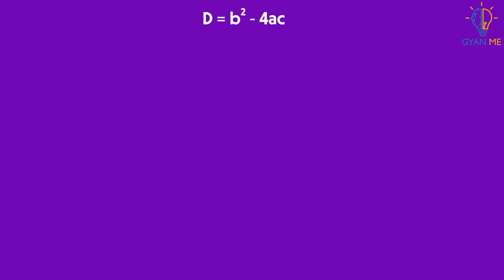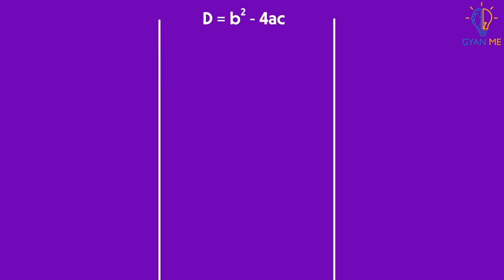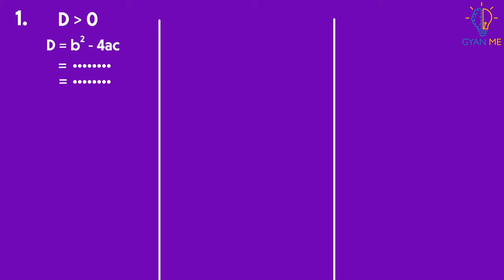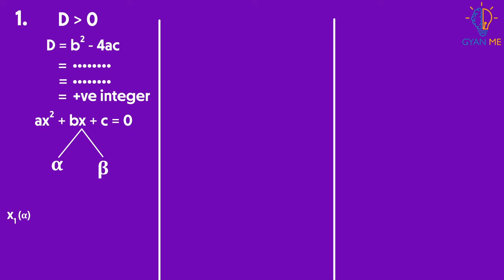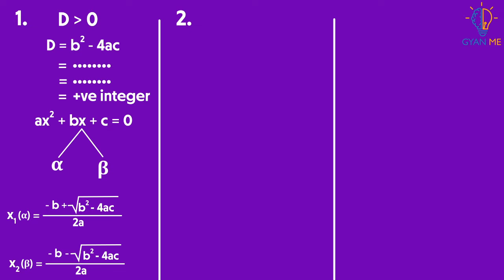Now students, when we put in the values and solve to get the value of D, there can be three possible values. 1. If the value of D is greater than 0, that is, b square minus 4ac solves to be a positive number, the quadratic equation will have two distinct real roots of the form x1 equal to minus b plus under root b square minus 4ac upon 2a and x2 equal to minus b minus under root b square minus 4ac upon 2a.